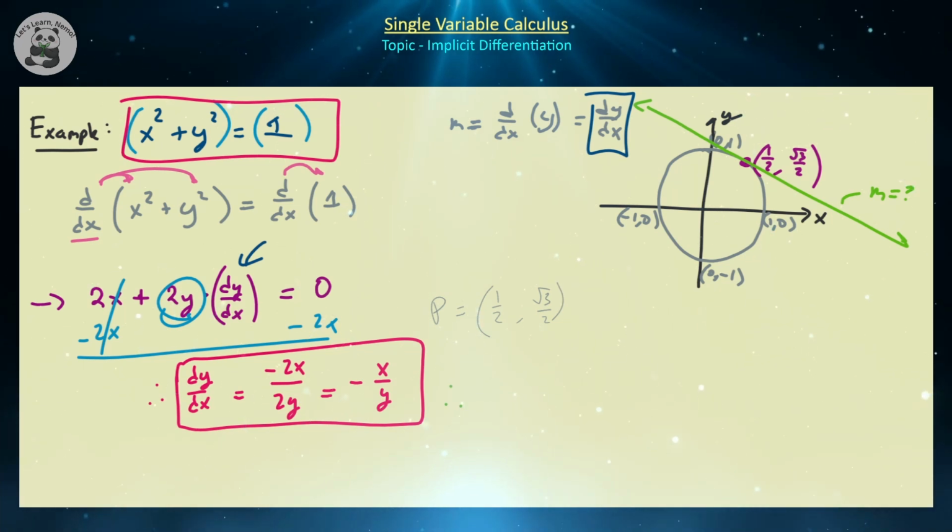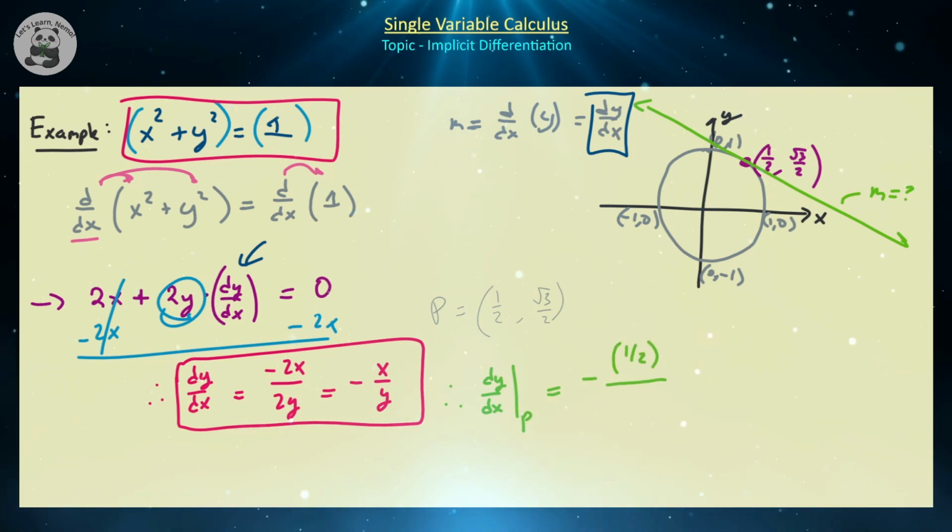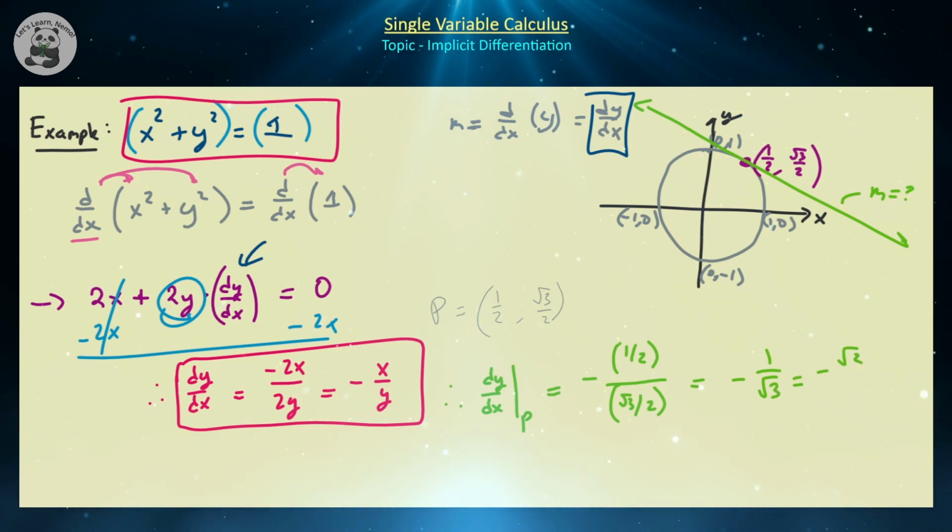So once I do that, we're going to have the derivative of y with respect to x at the point P is going to be equal to minus, so the x value is going to be 1/2 over the y value, which is the square root of 3 over 2. And that's going to be equal to minus, so those 2's will cancel, so we're going to have minus 1 over the square root of 3, which some people will also prefer to write as minus the square root of 3 over 3. So that's going to be the slope of that particular tangent line.